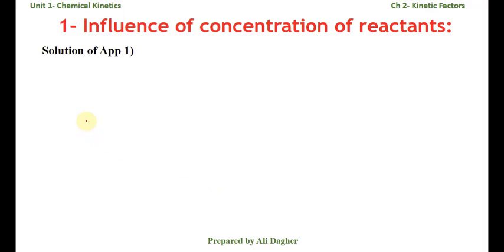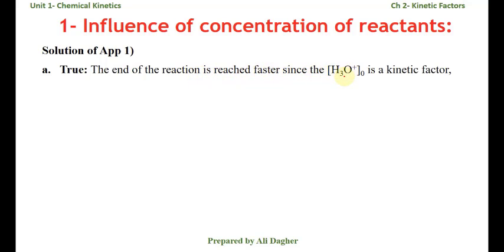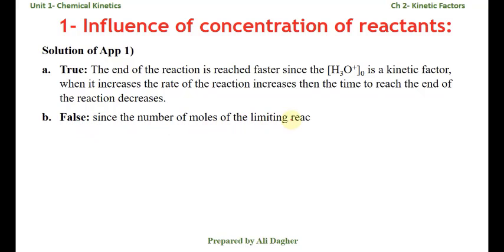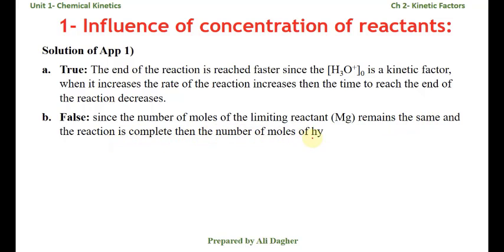The answer to proposition 1: the end of the reaction is reached faster since the initial concentration of H3O+ is the kinetic factor. When it increases, the rate of the reaction increases. Then the time to reach the end of the reaction decreases. Proposition 2 is false, since the number of moles of the limiting reactant, which is Mg, remains the same, and the reaction is complete, then the number of moles of hydrogen gas produced at the end of the reaction remains the same.